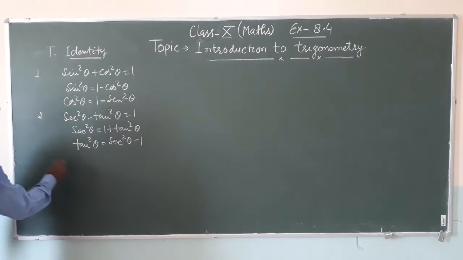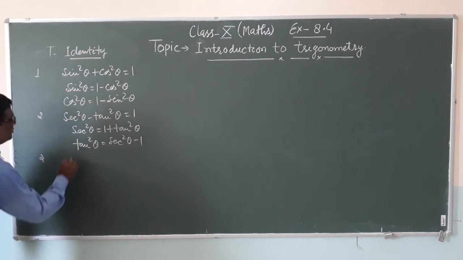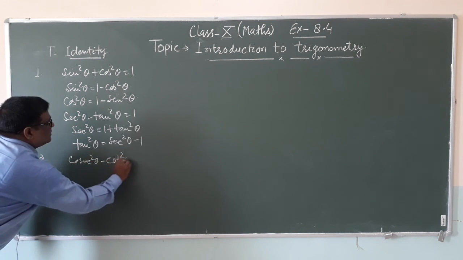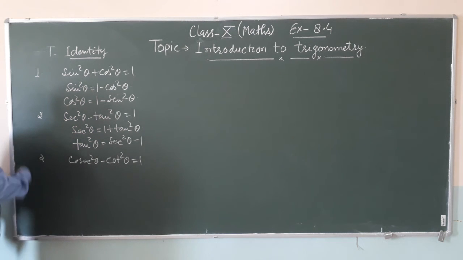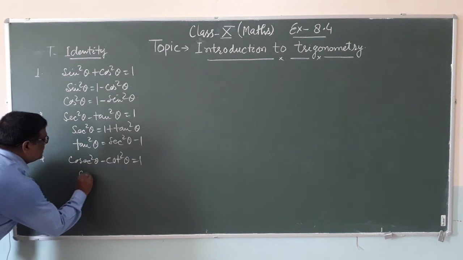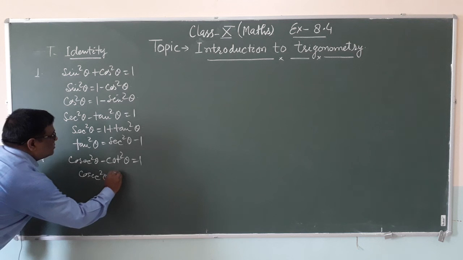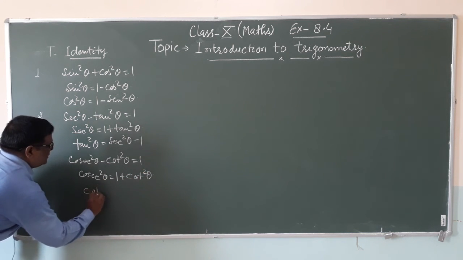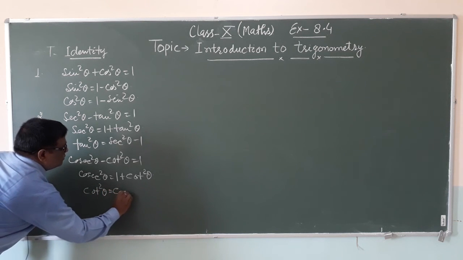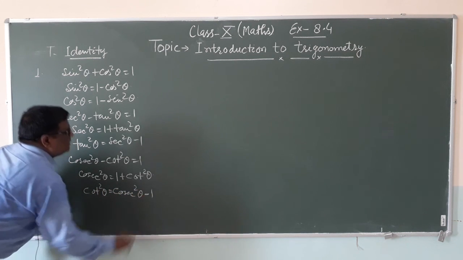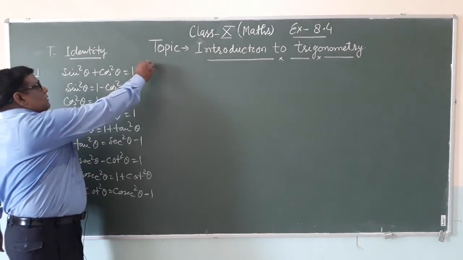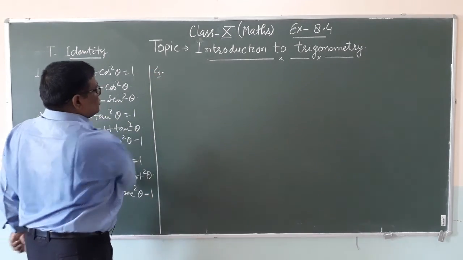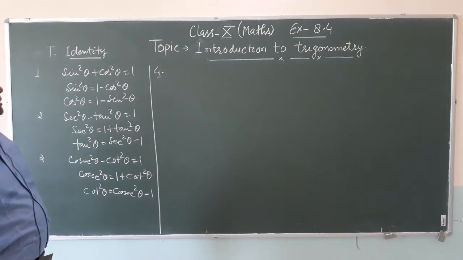Now the third identity is cosec square theta minus cot square theta is equal to 1. We have to again find two formulas: cosec square theta is equal to 1 plus cot square theta, and cot square theta is equal to cosec square theta minus 1. Now we use some formulas which are used to solve trigonometric equations.